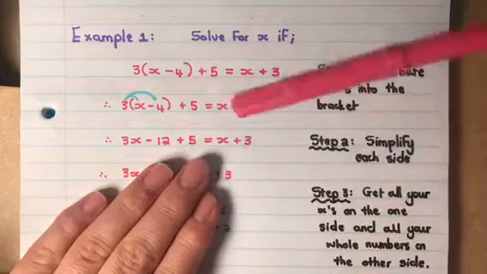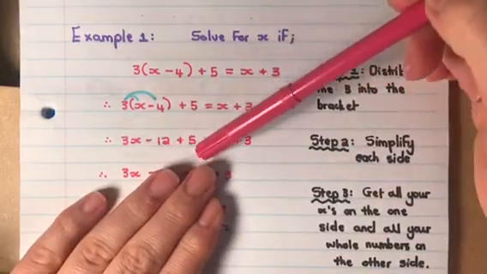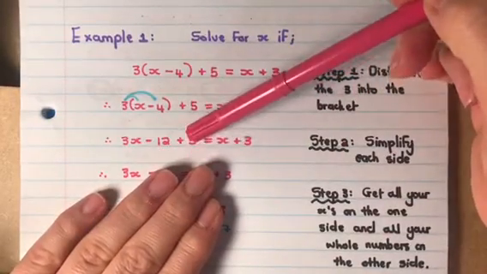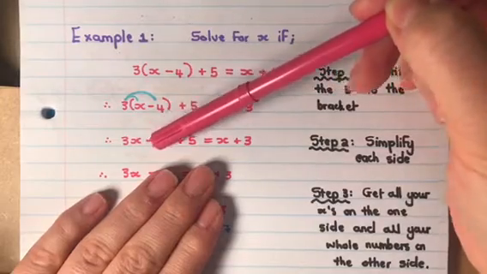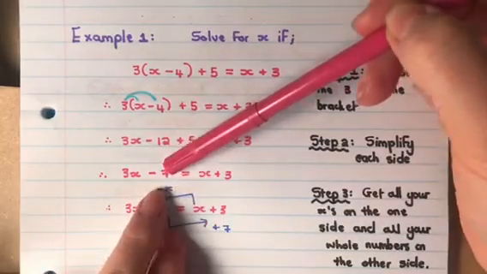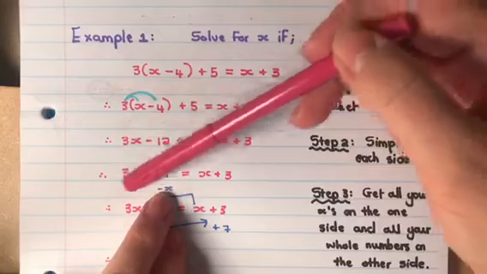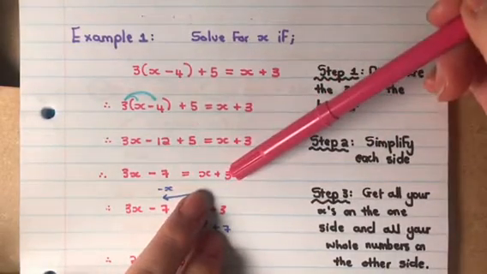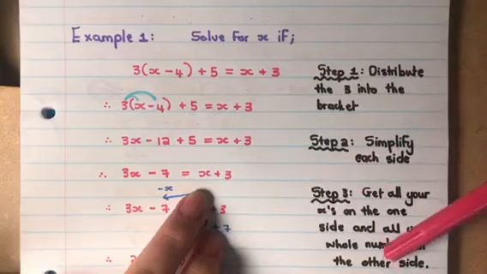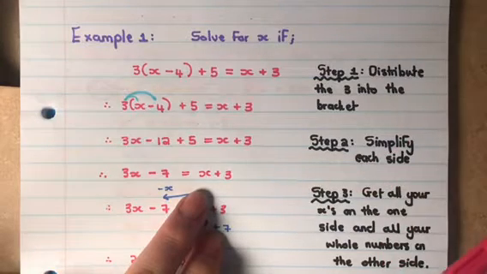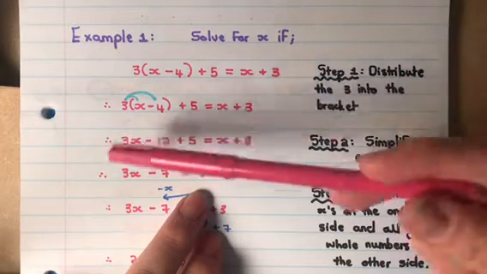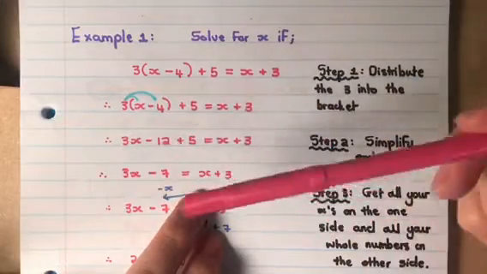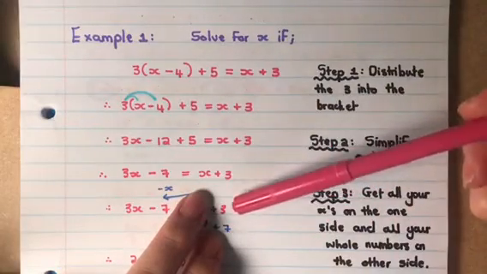All right, so over here you can see there's a negative 12 plus 5 that you can simplify, and minus 12 plus 5 gives you negative 7. Okay, can I simplify on this side anymore? No. Can I simplify on this side anymore? No. Now you can get all your x's on the one side and all your whole numbers on the other side. Okay, all your like terms on each side so that you can simplify them even more.